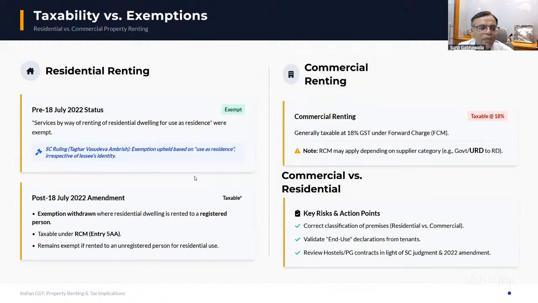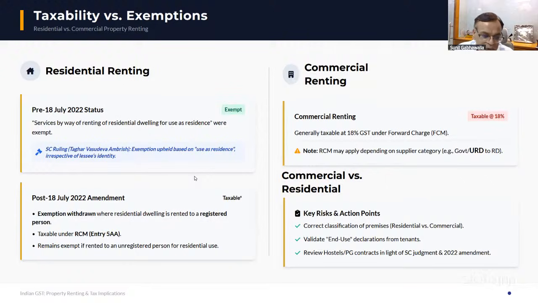So therefore, post 18th July 2022, the residential renting has two parts to it. If it is a renting to an unregistered person, then it is exempted. Make no mistake, the supplier could be registered, the supplier could be unregistered, it does not matter. So long as the recipient is an unregistered person, the exemption continues. But if the recipient is registered, the exemption is withdrawn and reverse charge mechanism gets triggered and the recipient ends up paying the tax.